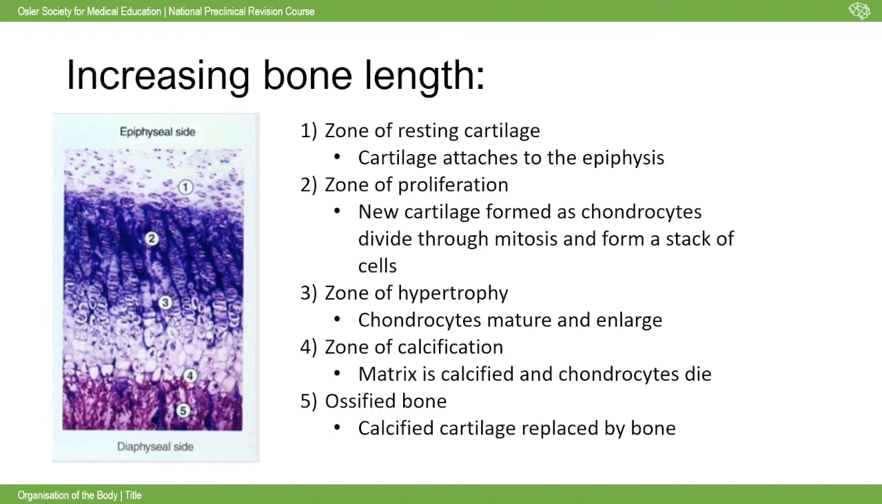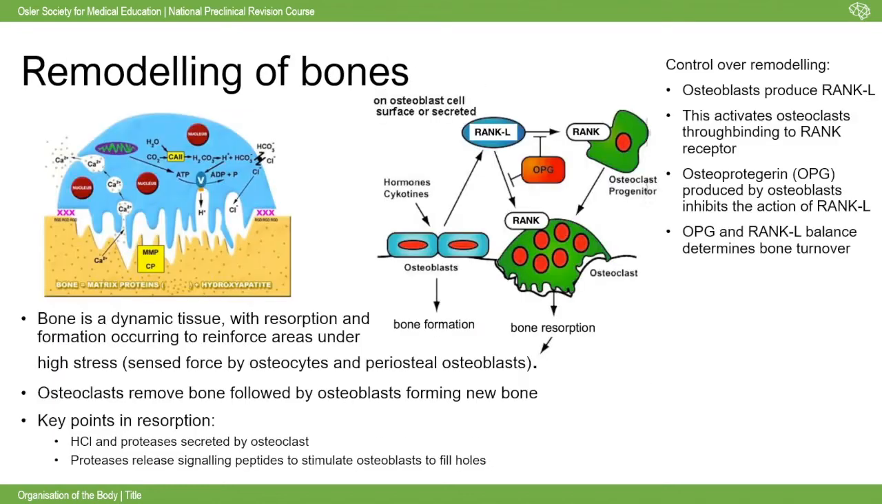Then you have the zone of calcification, in which the matrix is calcified and our chondrocytes die, because once they're not receiving the diffusion of nutrients they need, they will die. And then finally, we have our ossified bone, in which the cartilage is calcified and replaced by bone. So the matrix is fully calcified, and we'll have our osteoblasts moving in.